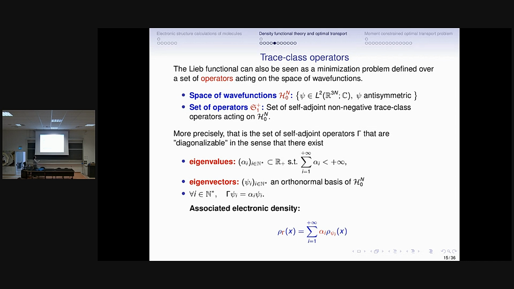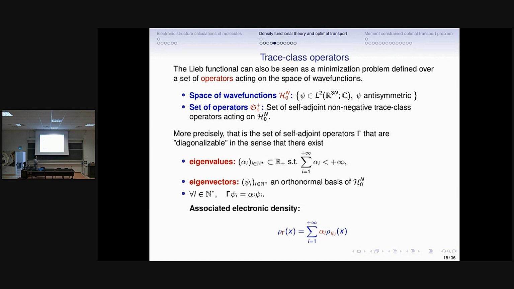And what happens is that to one such operator, you can also define an associated electronic density in the same way, in a similar way, that one could associate an electronic density to a given wave function. So the expression is given here, okay?